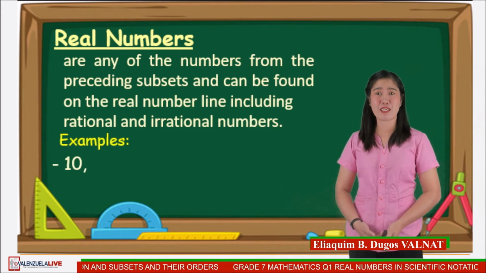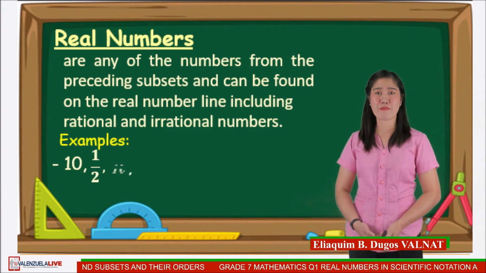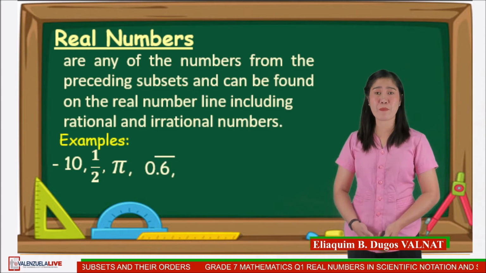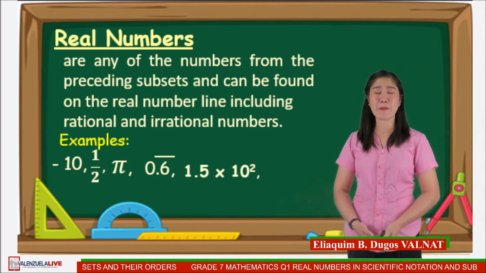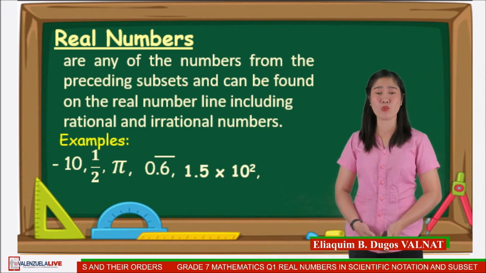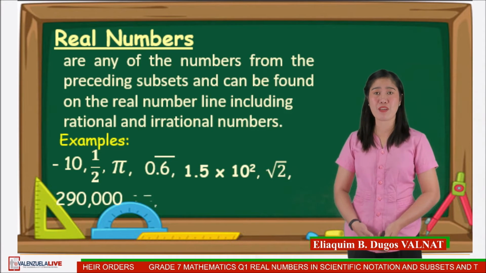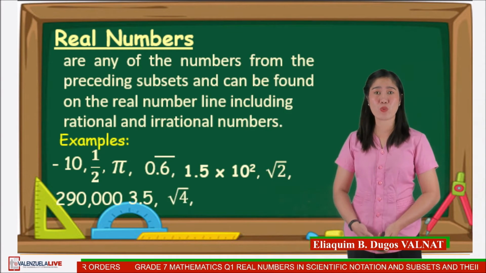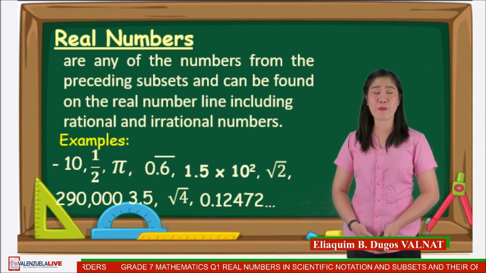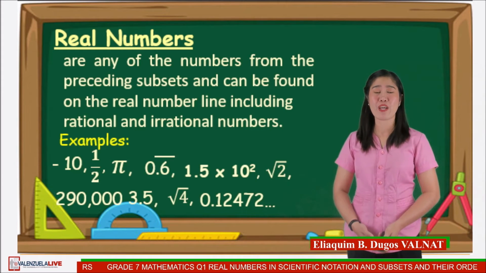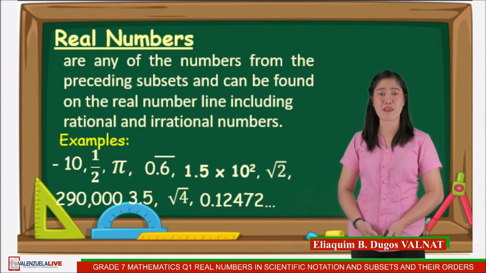Examples: negative 10, 1/2, 0.6 repeating, 1.5 times 10 raised to 2, square root of 2, 290,000, 3.5, square root of 4, and 0.12472 non-terminating and non-repeating decimal.